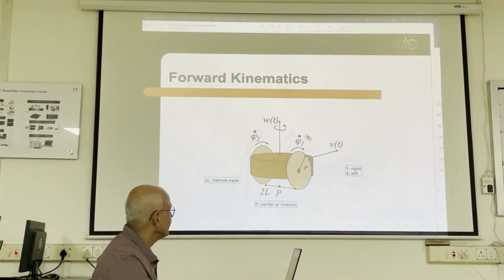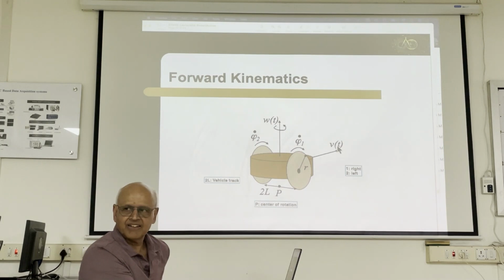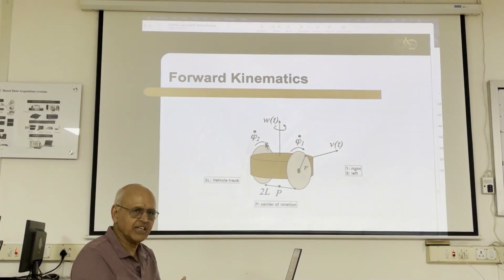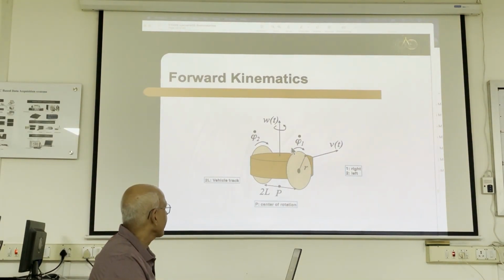However, we don't have motors directly giving V and omega. We have a motor here and a motor here. So if you want to design the controller, then you have to get down lower than V, omega, because V, omega is for your convenience. Notice the wheel radius. This is important.